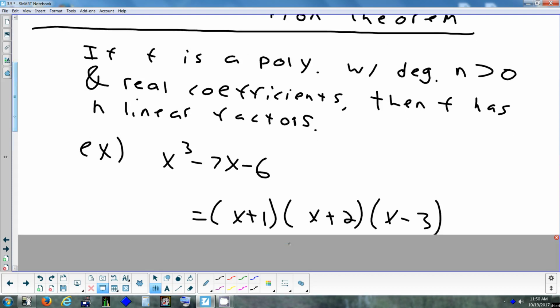Now, looking at the factors, you should also be able to tell me the roots. What would be the root of the first factor? -1. How about the second factor? -2. And the third factor? 3. So if you know the factors, you know the roots, automatic.